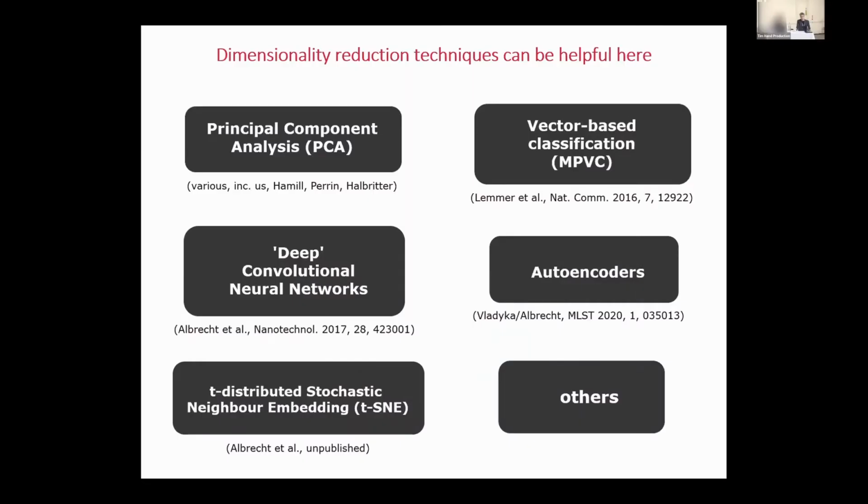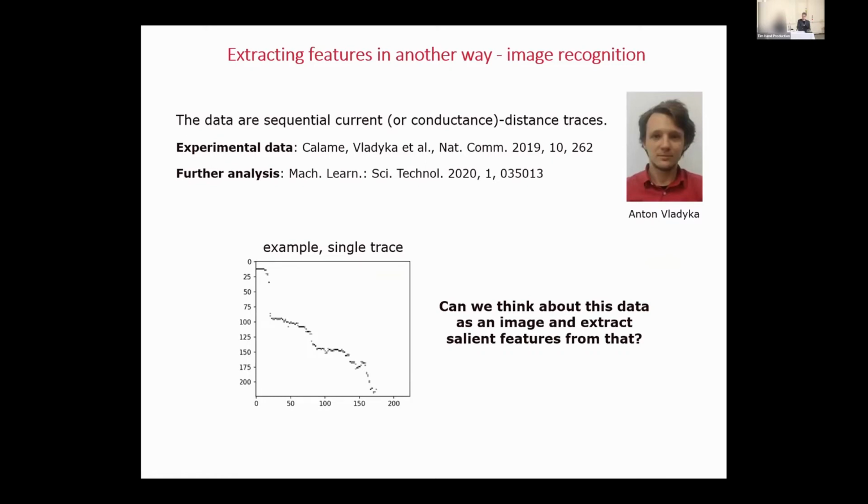Now, dimensionality reduction is something that can help here, and we've played with a range of different methods in that context. I'll not talk about all of them, just pick one example, and that is unsupervised data classification using image recognition combined with dimensionality reduction. This goes back to an idea a former postdoc of mine had, Anton Vladica, who had done experimental work with Michel Calamy in Switzerland, which they had published. When he joined my group, we had a look at the data to see whether we could learn something from further analysis. This is published in Machine Learning in Science and Technology.